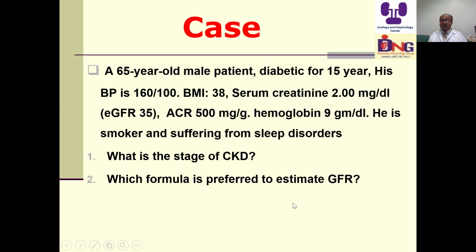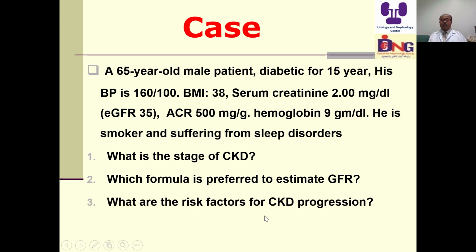Which formula is preferred to estimate GFR in chronic kidney disease, especially within normal range? We use the CKD epidemiology equation because it is precise with normal GFR. If we use the MDRD equation and the GFR is above 60, we cannot say 70, 80, we just say above 60. But with the CKD epidemiology equation, we can say 70, 80, 90. And so the preferred formula is CKD epidemiology.